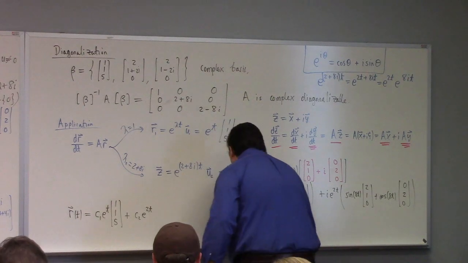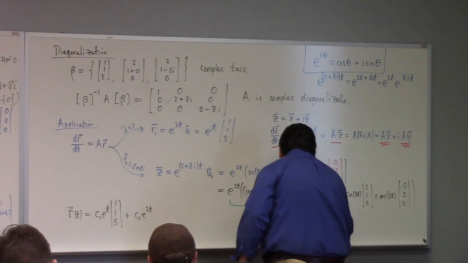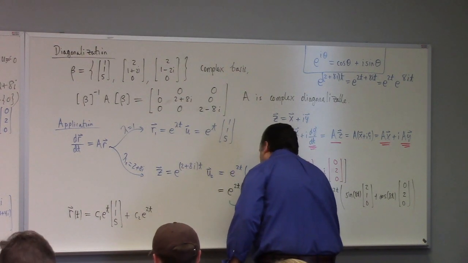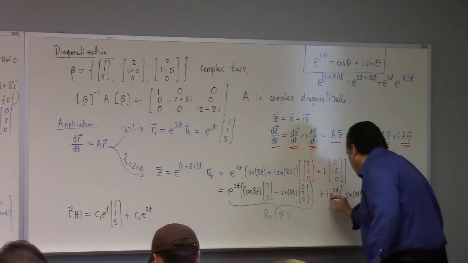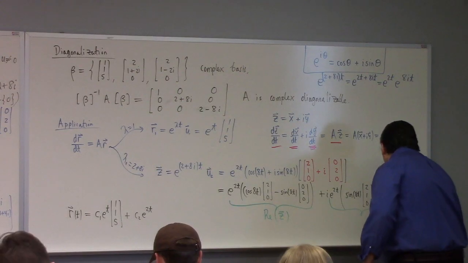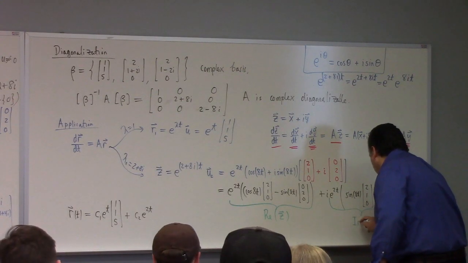So this piece right here is the real part of the complex solution, z. And not including the i, guys, all right? Not including the i. This is the so-called imaginary part of z.